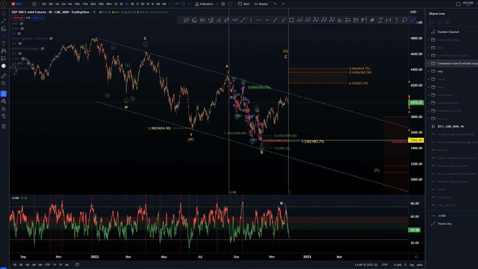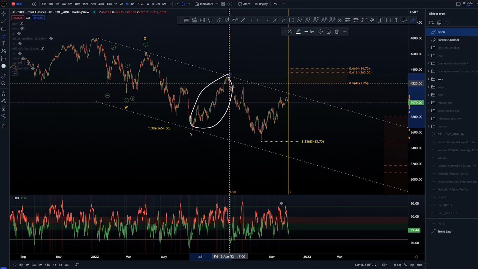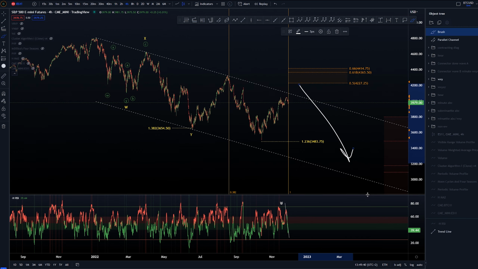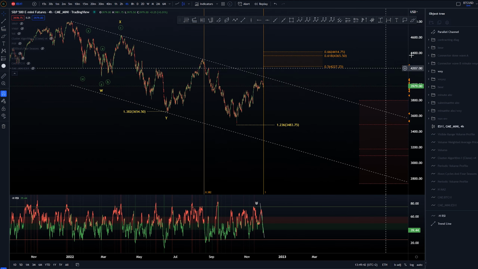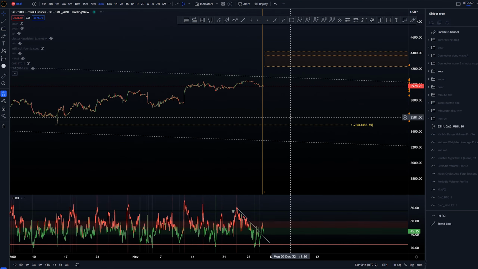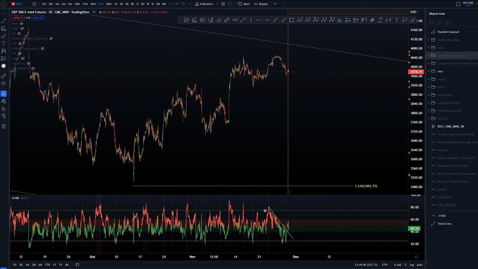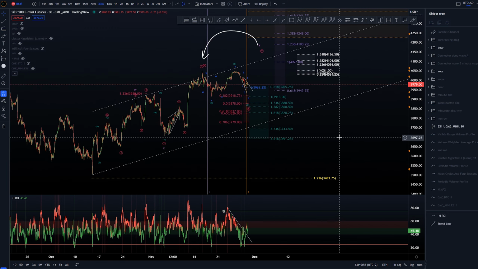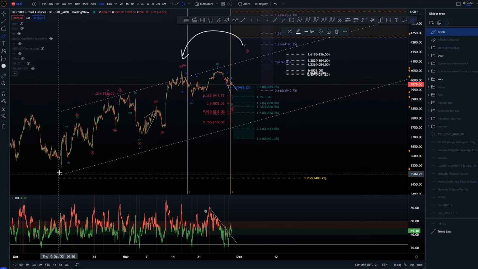So those are the higher time frame options. Either we have created the connector here, or this would be the connector. In both cases, we are looking for more downside. Now, the smaller time frame, as that is what is going to be deciding everything soon, is this one. Again, for the bearish scenario, we had a couple of different possibilities here.